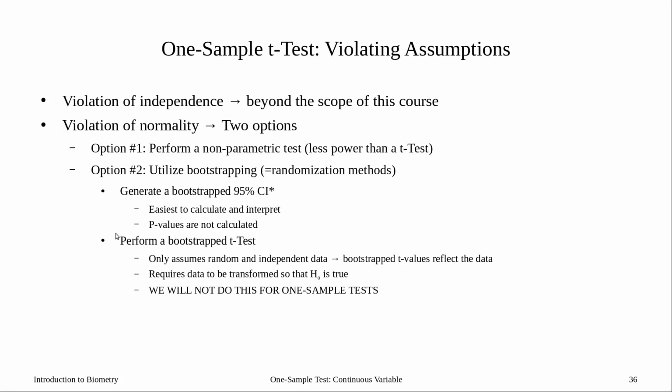If we're interested in testing the means, then what we're going to do is some form of bootstrapping. These are randomization methods. Our options are to generate a bootstrap 95% confidence interval. We've already done this. You have the code for it. This is very easy to calculate and interpret. Basically, if our confidence interval captures our hypothesized mean, then our sample mean is not different from that hypothesized mean. If our confidence interval does not capture the hypothesized mean, then our sample means are different. This is going to be the one that we do.